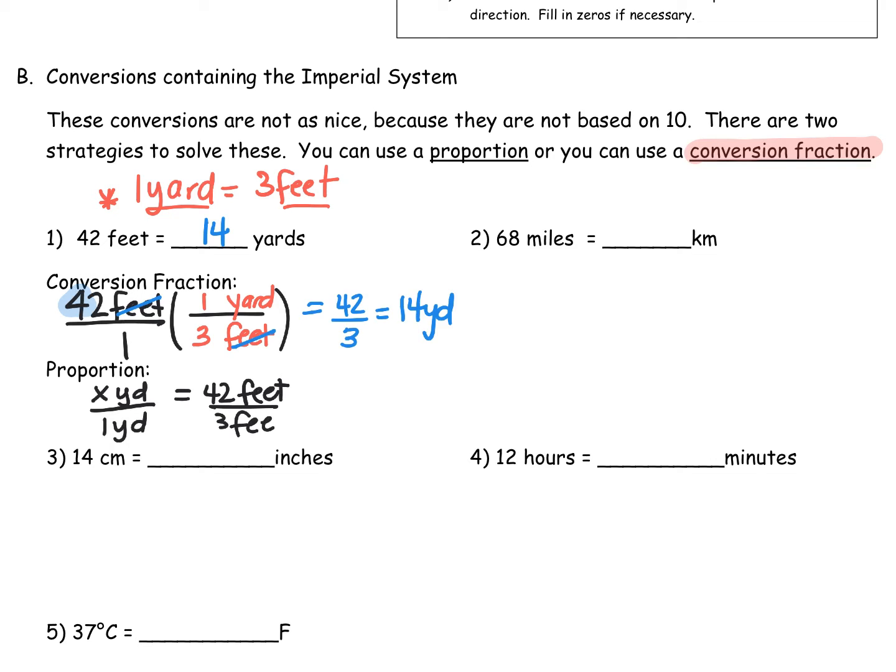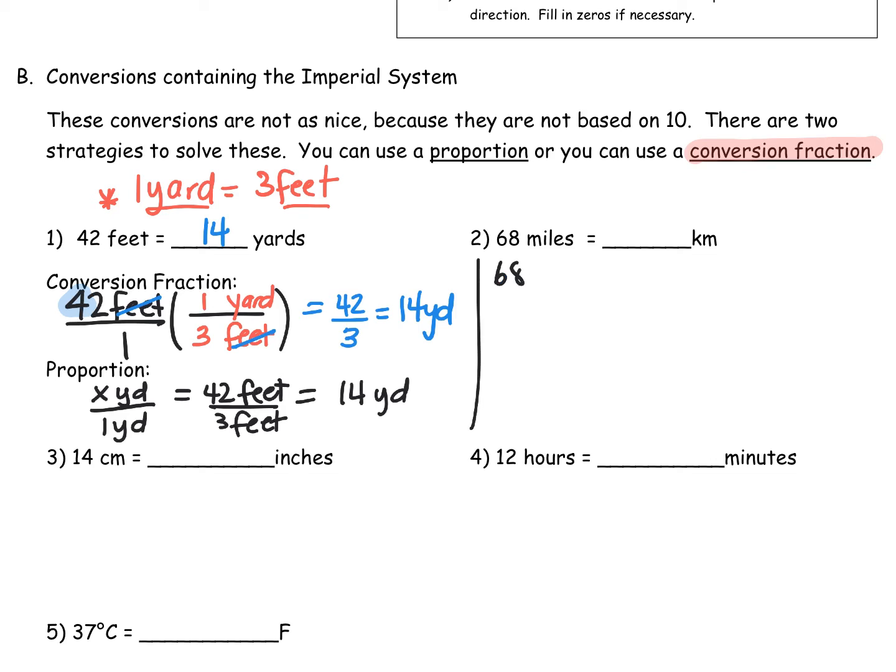I make a proportion. Then we can cross multiply and solve, right? Or like we can see here that it's just x over 1, which is just x. So 42 divided by 3 is equal to 14. So I get the same answer either way. Okay, let's do 68 miles.